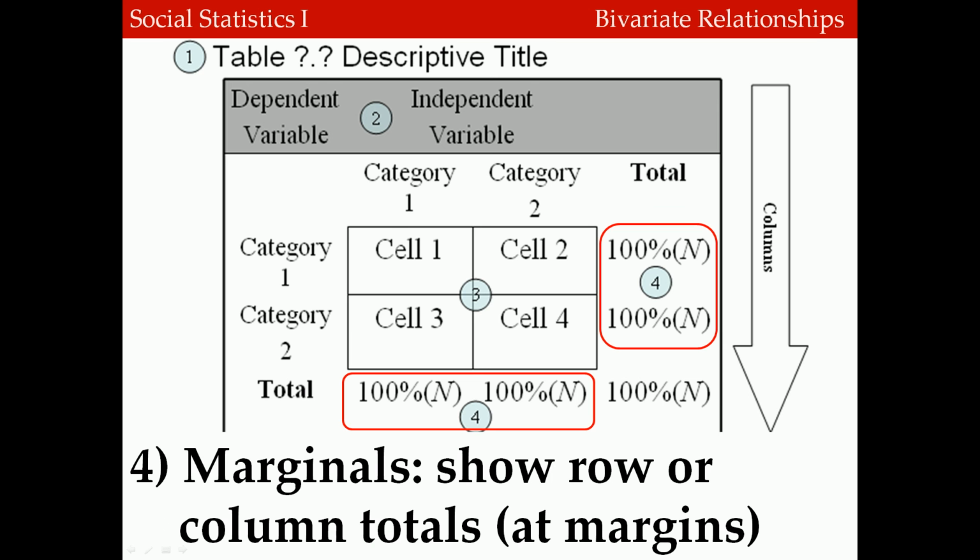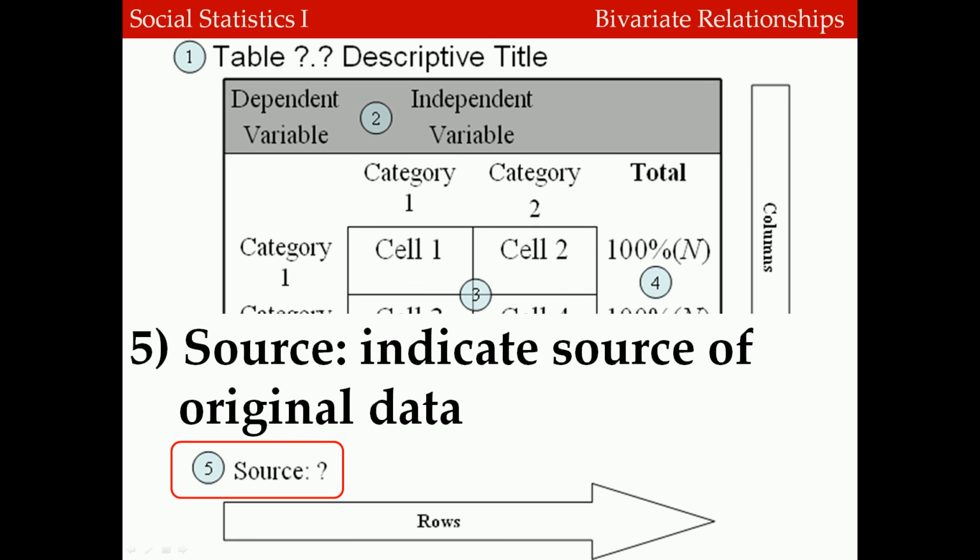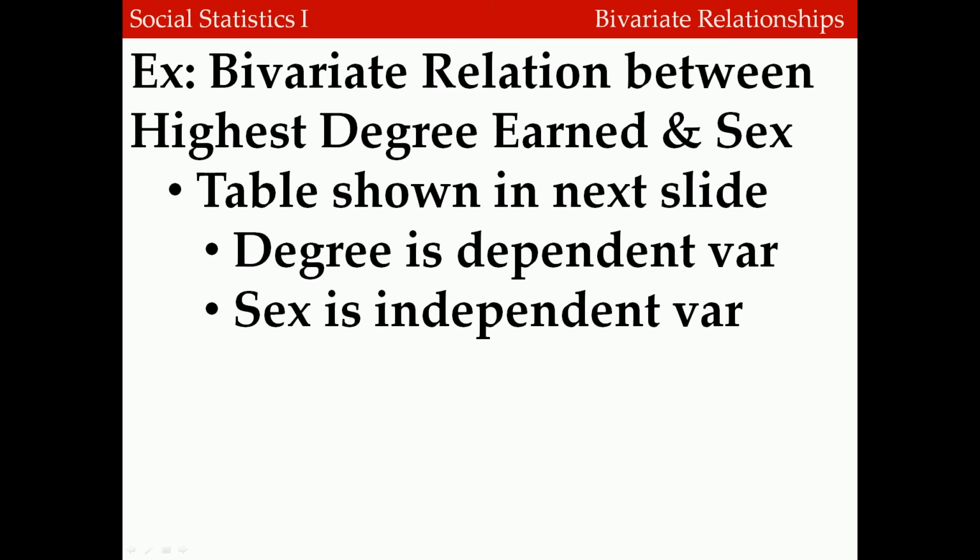Another feature of the table is it contains row and column totals, or marginals, because they're found at the margins of the tables. And they tell us basically the number of cases falling into each category of each of the variables. We also have an overall total, or grand total. And we have a data source indicating where the information came from originally.